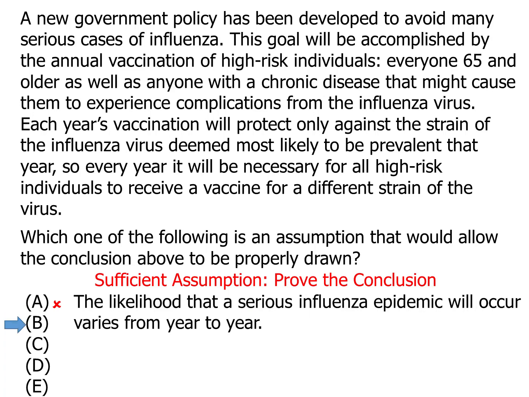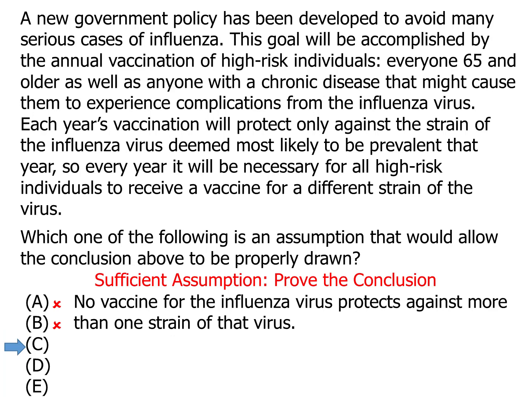So B, the likelihood that a serious influenza epidemic will occur varies from year to year. How often we get a flu actually breaking out is irrelevant. This argument says they give it out for the virus deemed most likely to be prevalent. If there's a year where the virus doesn't actually show up, it doesn't matter. They deemed one to be likely to be prevalent. B doesn't help us out.